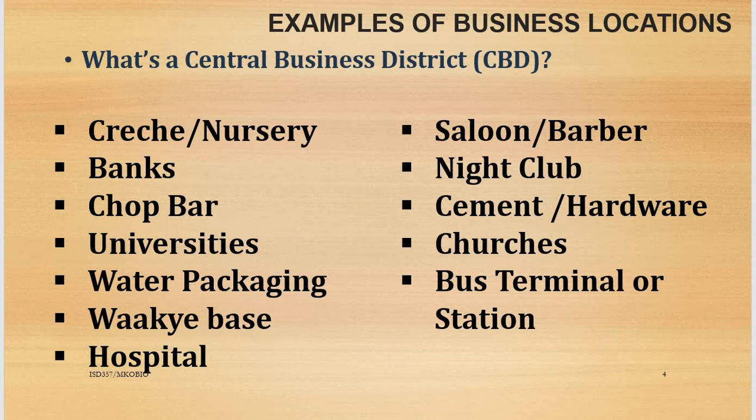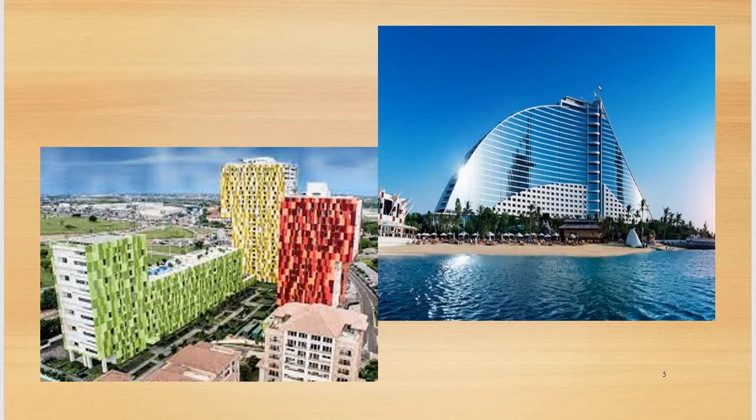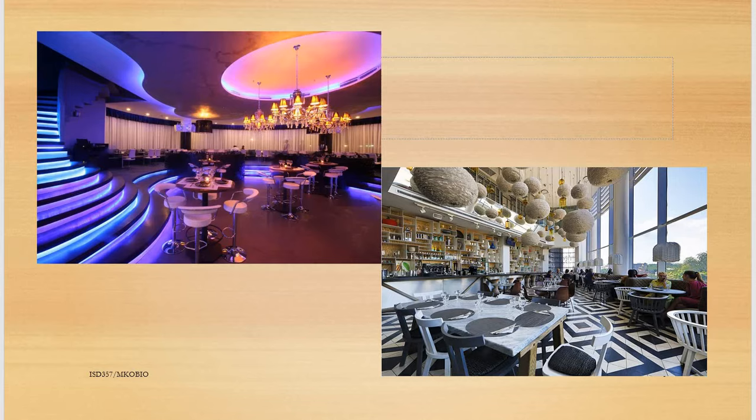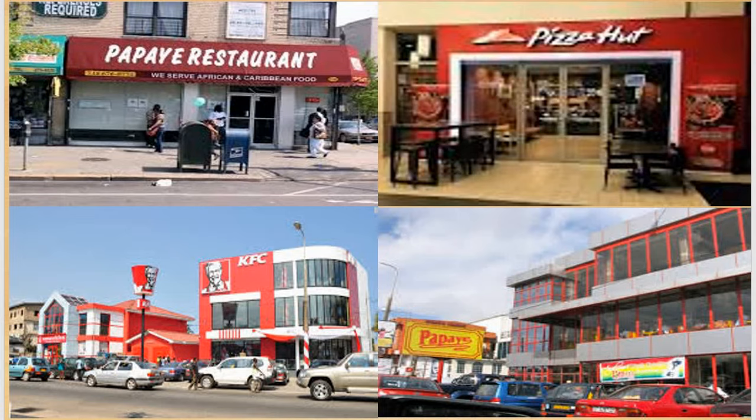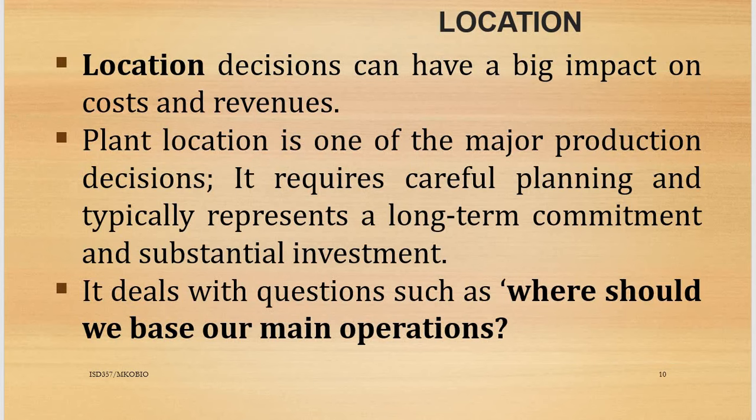Examples of business locations are central business districts. The central business district has the banks, chop bars, universities, water packaging, hospitals, a whole lot of business locations. So you can see these wonderful, beautiful pictures, nice locations. You can see all these.